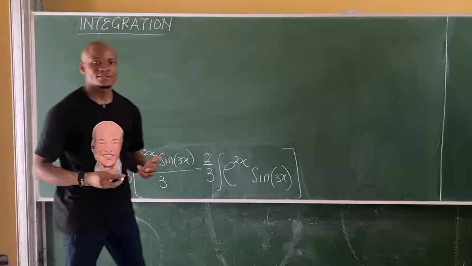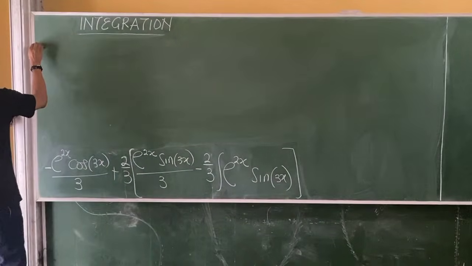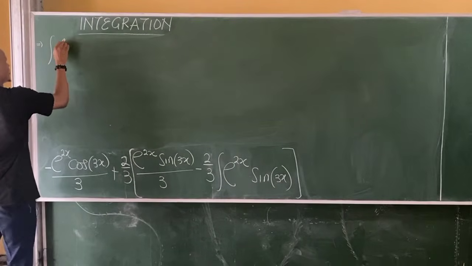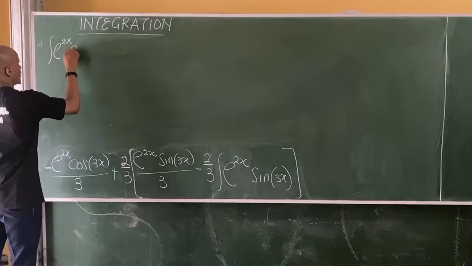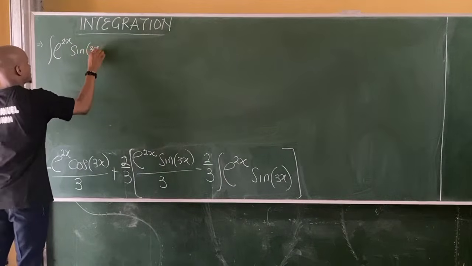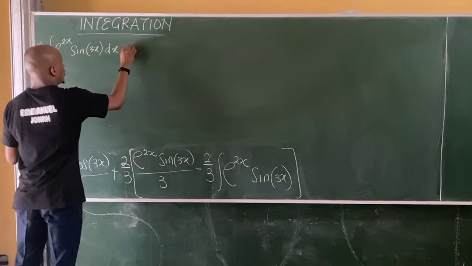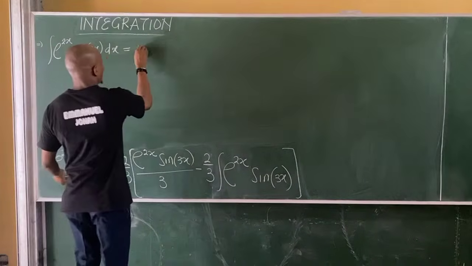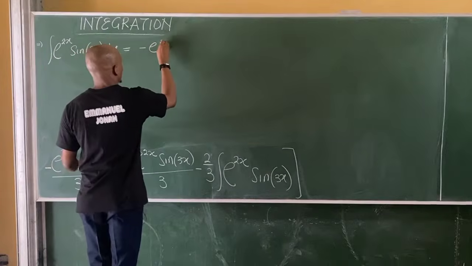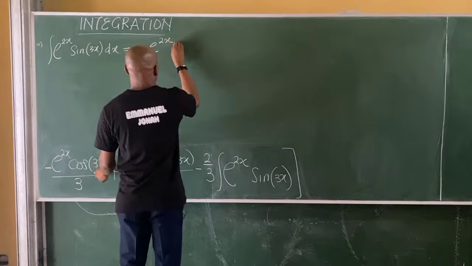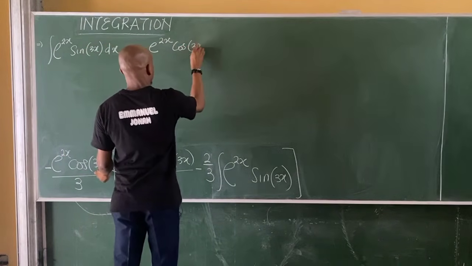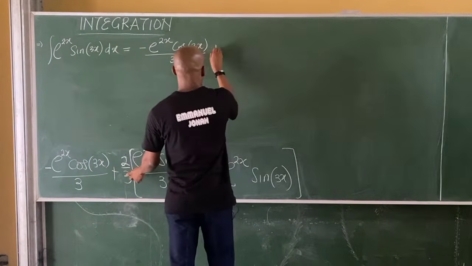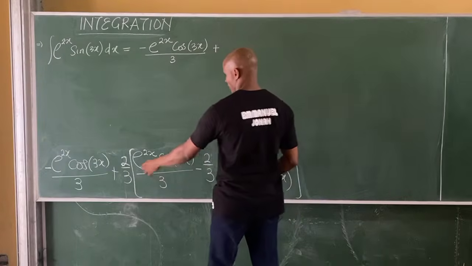Recall that initially we were asked to evaluate the integral of exponential 2x sine 3x dx, which after our whole process gives this answer: minus exponential 2x cos 3x all over 3, plus, use this to multiply through.